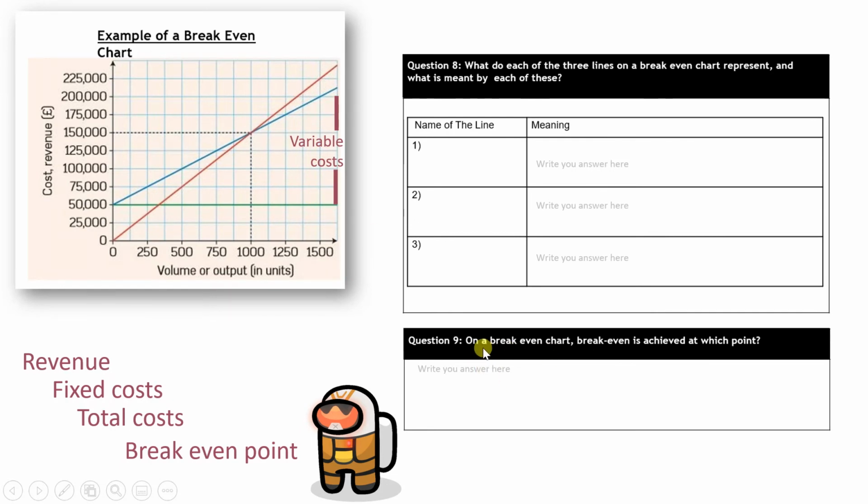Question 9, on the break-even chart, break-even is achieved at which point? So for this one, this does rely on you accurately labelling the red line and the blue line, and hopefully when you've got the red line labelled accurately, you'll understand why it crosses through and goes higher than the blue line. And the reason it crosses over, that's called the break-even point.